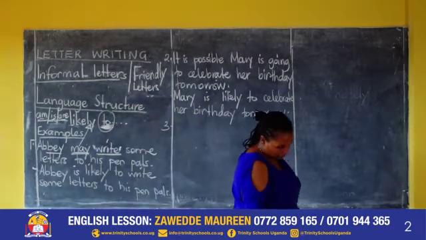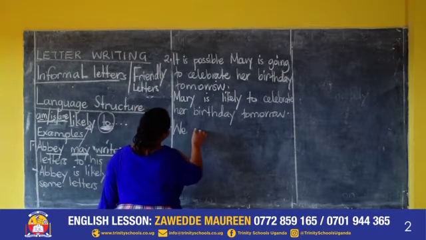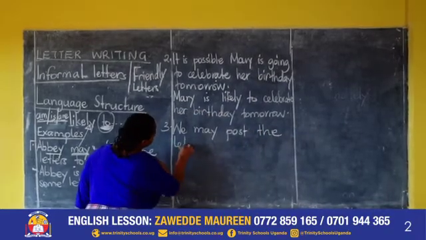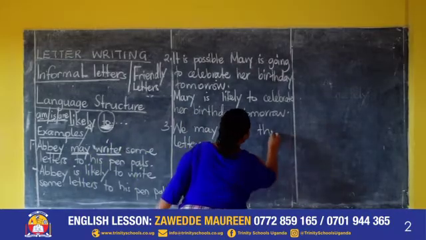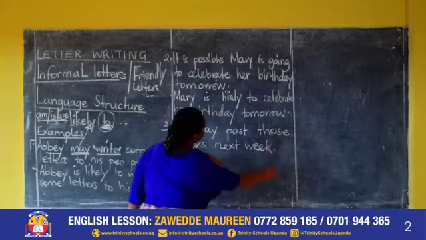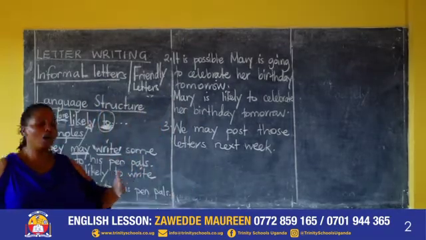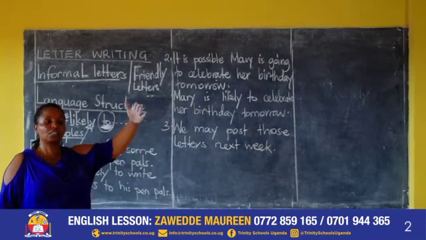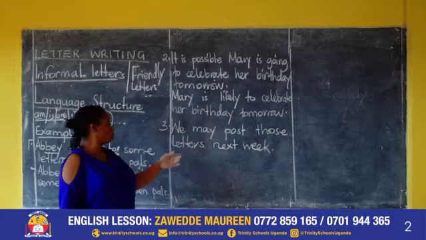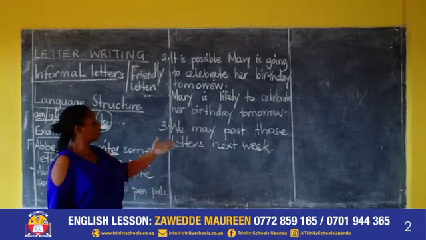So we can still say, we may post the letters. We may post those letters next week. What you need to know, candidates, in this case is that likely is used again to show something that has not yet happened, but we just show a possibility that it may happen. That is why I say we may post those letters next week. We are not yet sure. There is just a possibility that the letters may be posted.